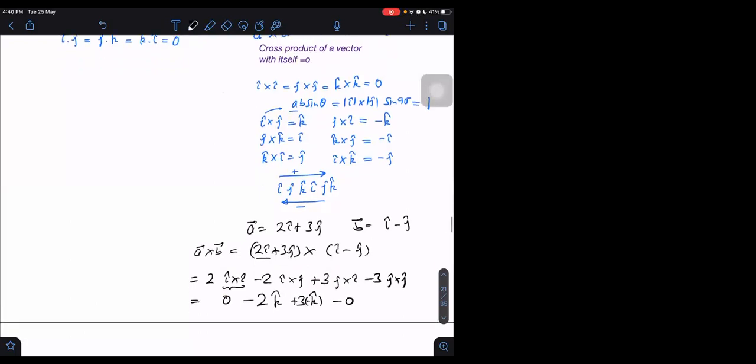So what is the result finally? The final result is minus 5 k cap. That is the direction. So the vector is finally pointing towards the negative z axis.